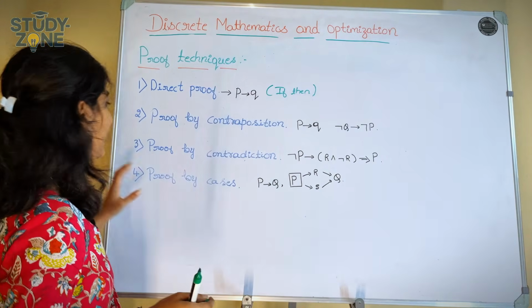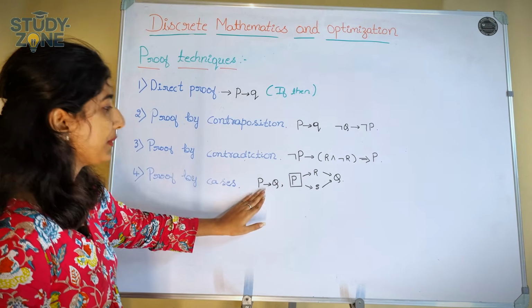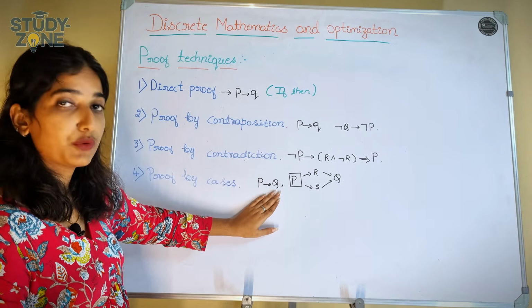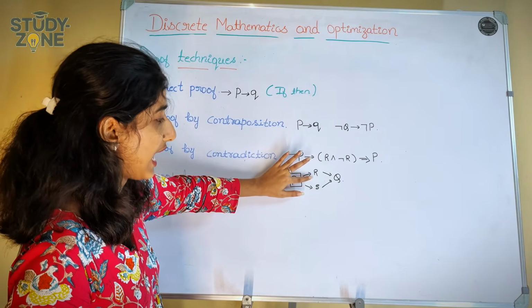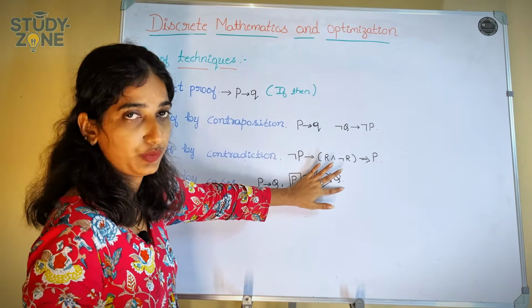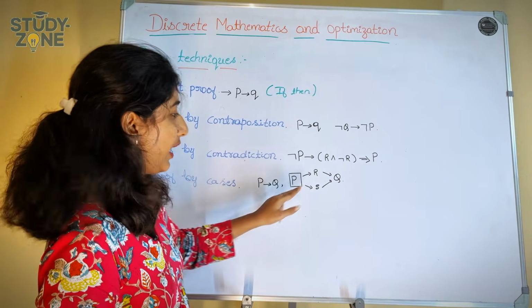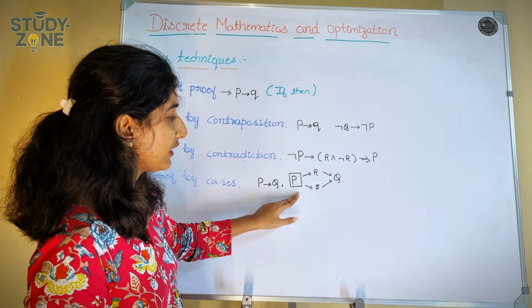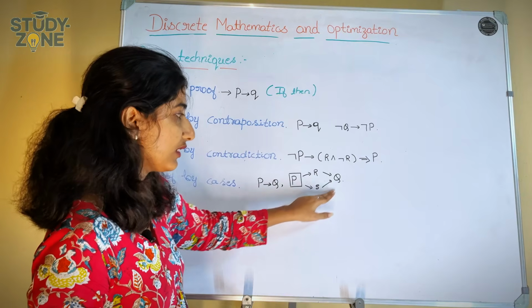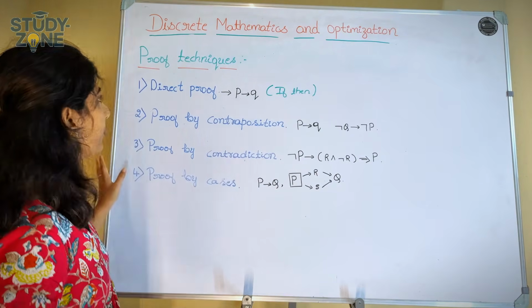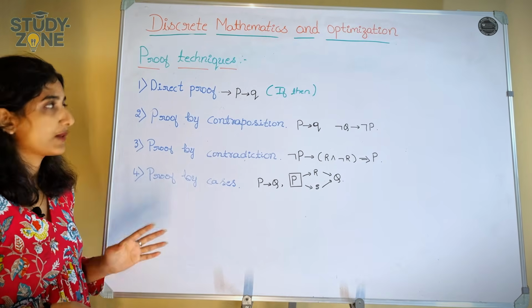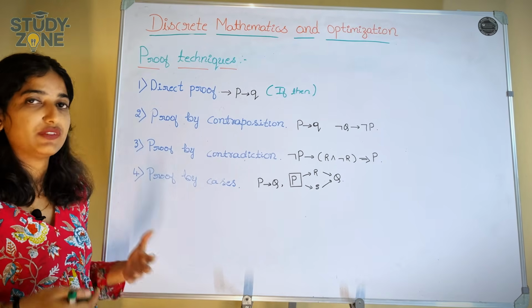Okay, and then we have proof by cases, that is P implies Q. How we are proving P implies Q? We have P implies R, but R implies Q, which means P implies Q, which means here P is related to R is related to Q, that's why P is related to Q. This is 4 proof techniques in discrete mathematics. So let's go through them one by one in brief.